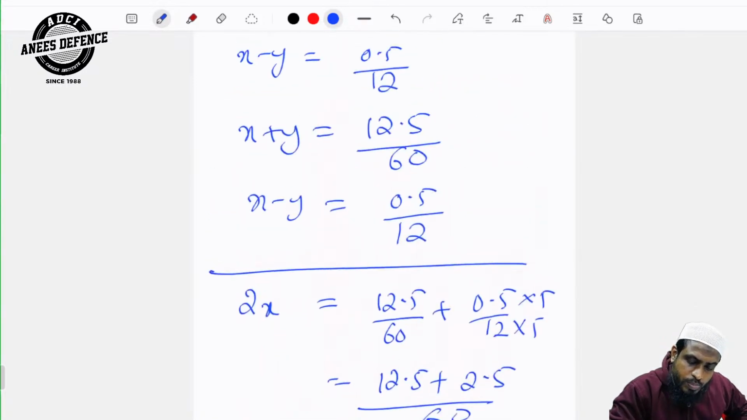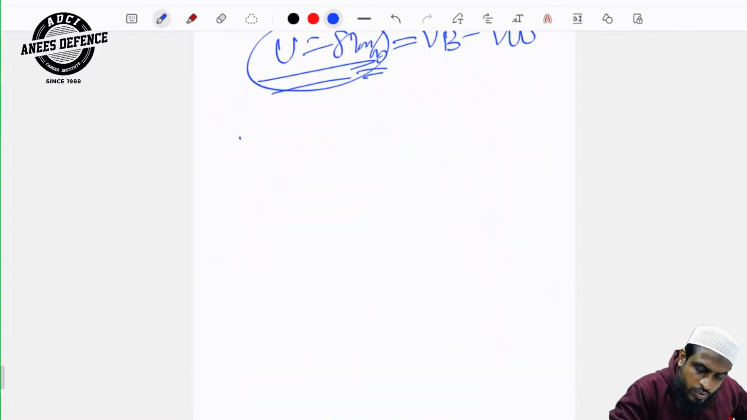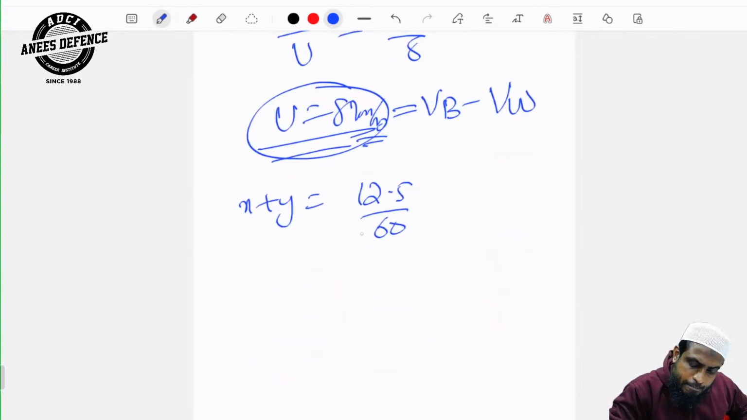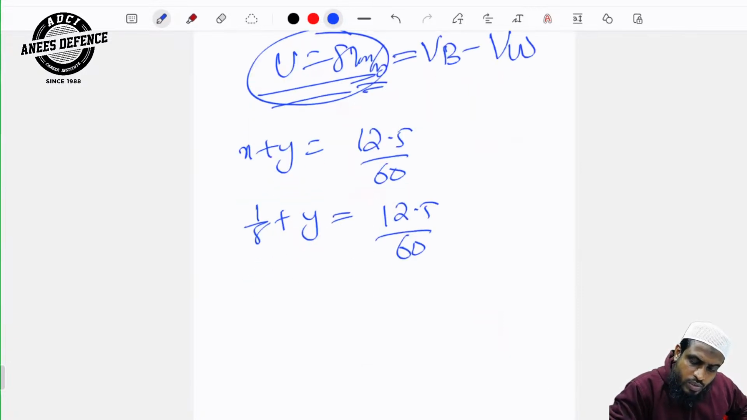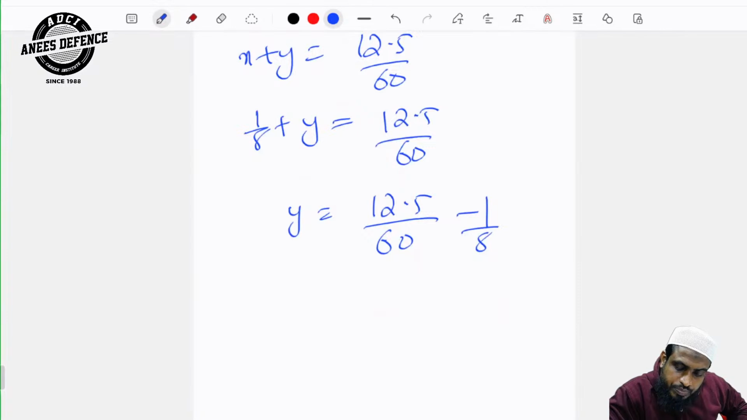Then you can put here also x plus y equal to 12.5 by 60. So x is 1 by 8. So 1 by 8 plus y equals 12.5 by 60, so y equals 12.5 by 60 minus 1 by 8. Let us solve this one.